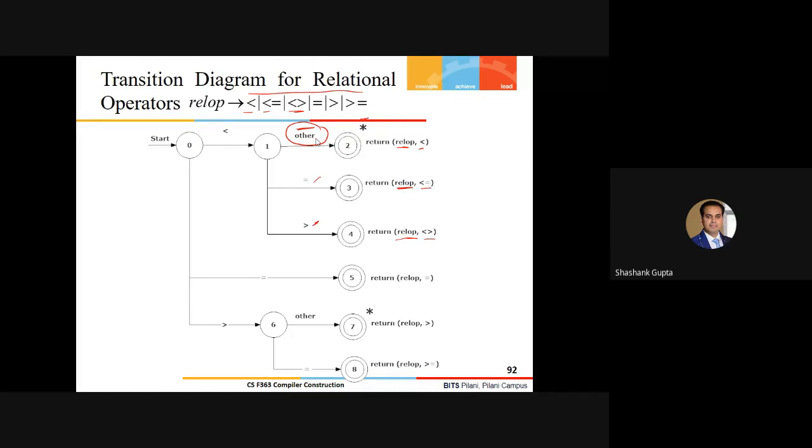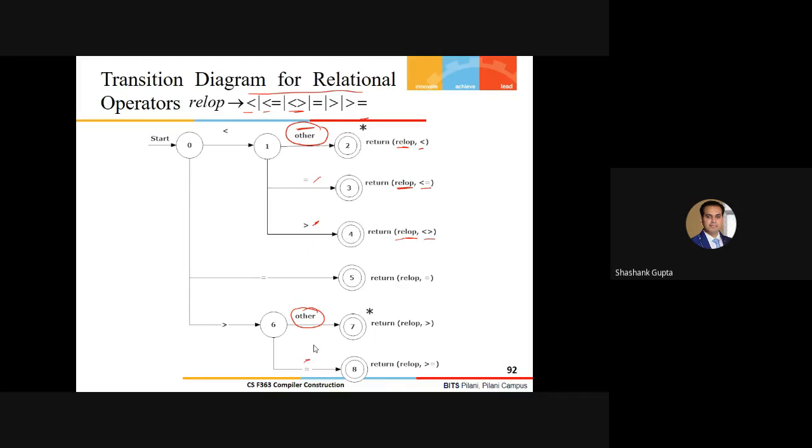Similarly for the others, equal to, we start again with the starting state and we just came back to this fifth state here. Similarly for greater than and greater than equal to, which we have seen earlier as well. So this is the way, greater than equal to and greater than. The definition of this other is any symbol apart from this equal to sign.